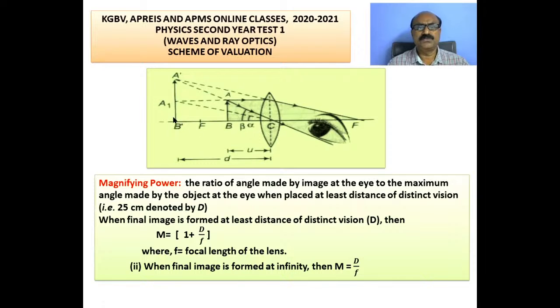If the image is formed at far distance, when this object is kept very close to the principal focus, then you will be getting the image at far point. So under this condition, it can be considered as infinity. So when the final image is formed at infinity, then M is equal to D by f. This is the formula for the magnifying power. These two formulas you have to write down.